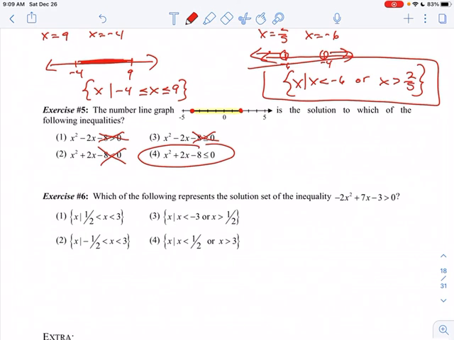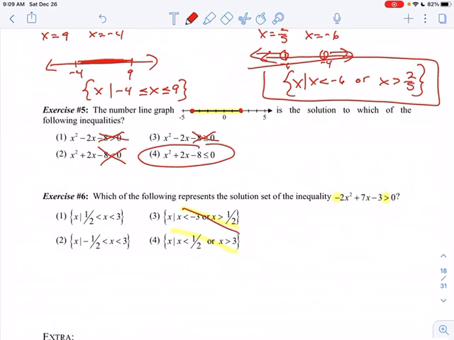Number 6. I have a greater than sign. So that means my solutions, actually I take that all back, because I was going to say my solutions are outside. Whenever it's negative, your rules are reversed. So I'm looking for something that is between. Usually with greater than, the solutions are outside those zeros, but if it's a negative, the solutions are going to be between them. So I'm going to get rid of this and this right there.